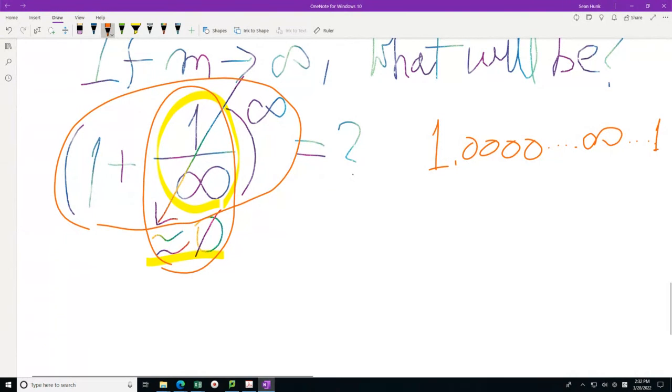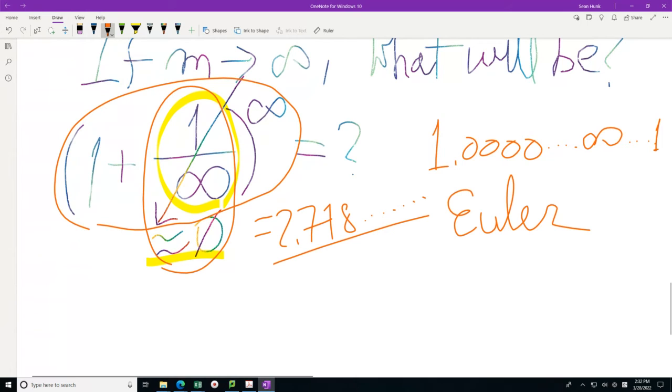But think about it. Then the question is, if you raise something like that to infinity, what's it going to be? If you raise something that's slightly greater than 1 to infinity, what's it going to be? Well, that is what Euler discovered. If you raise something just slightly greater than 1 to infinity, it's going to come to 2.718 something something, but it's going to go on forever. And this is called Euler's number.